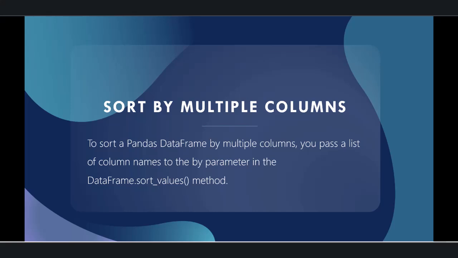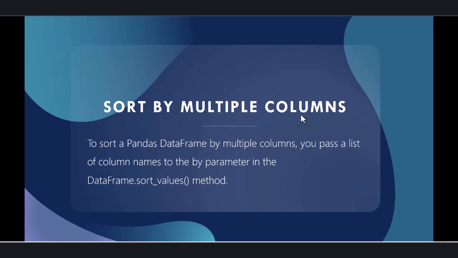To sort a pandas data frame by multiple columns, you pass a list of column names to the by parameter in the data frame dot sort values method. In the same way as I explained in the previous method, where we passed only one column name, here to sort multiple columns we'll pass a list of column names which we need to sort. We pass it by the by parameter in the data frame dot sort values method.